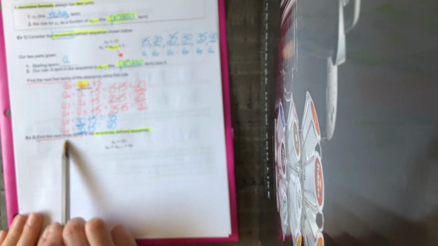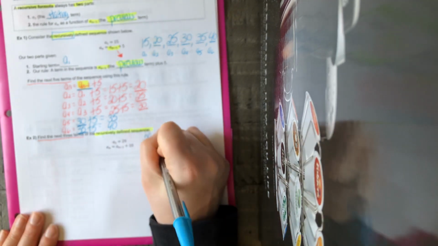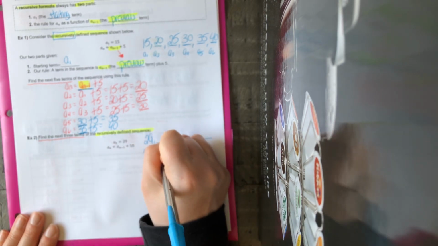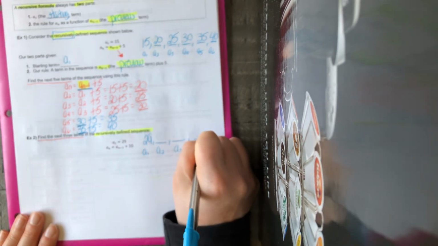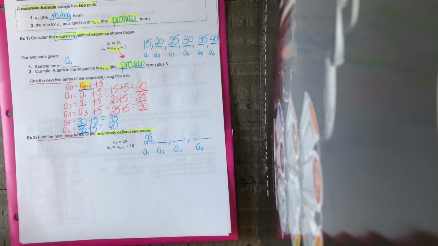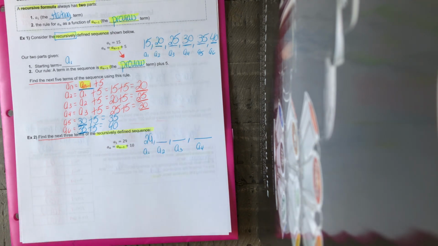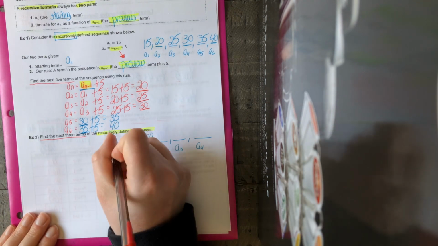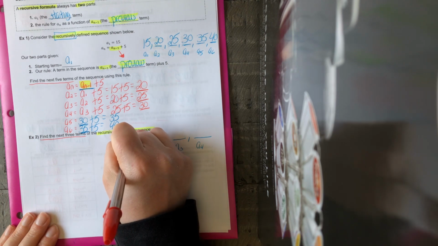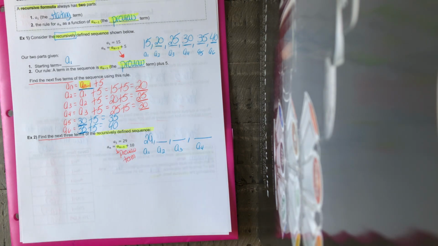Okay, if I want to find the next 3 terms, well, the first term was 29, and I want to find the next 3. 1, 2, 3. So again, this was my first term. Here's my second. Here's my third. Here's my fourth. Okay, so again, I'm going to start off by just highlighting where my previous term is going to be. Anytime I see the n minus 1, I know that this is going to be my previous term, or it's my previous answer.